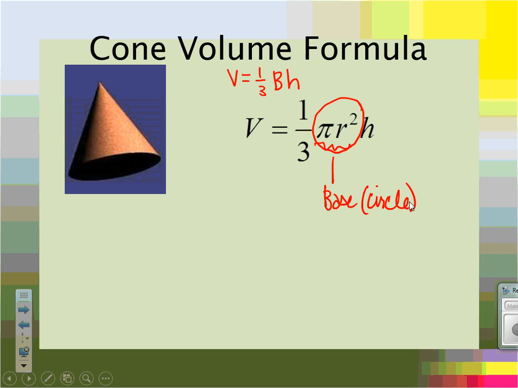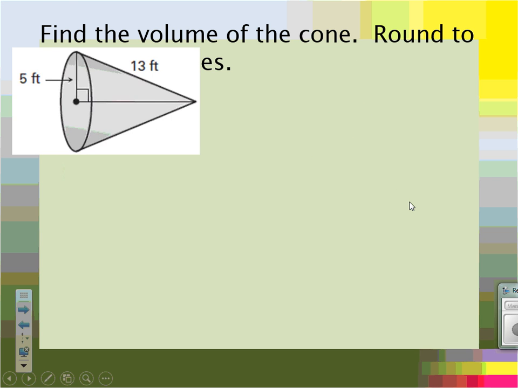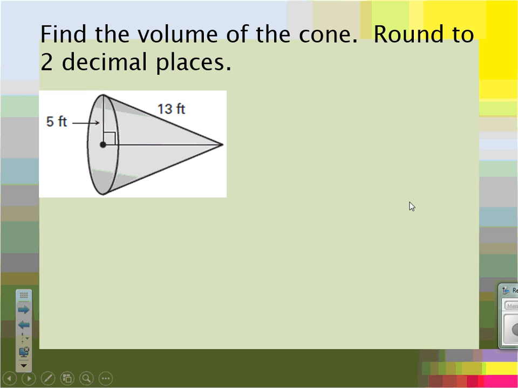All right, so it's still the same thing, but I'm going to go ahead and plug in pi r squared because I know that the area of a circle is always pi r squared. So let's go ahead and do an example here. Find the volume of this cone. Round to 2 decimal places.